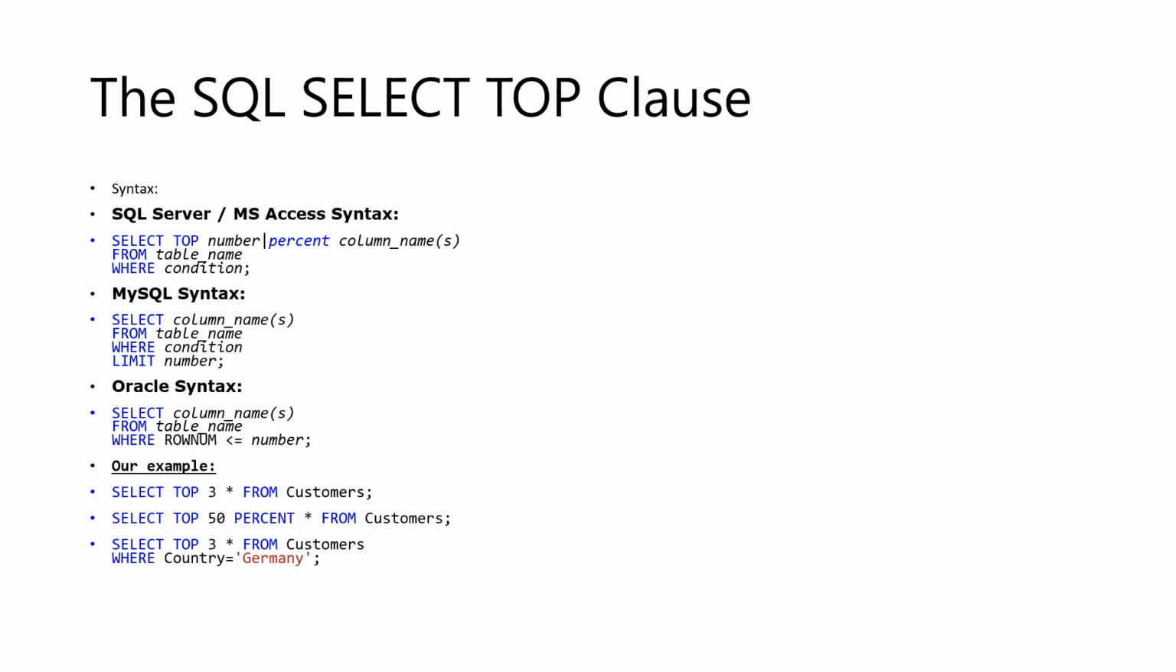The SQL TOP command is useful when you want to limit the number of results in your selection. For example, TOP 10 will only show the topmost 10 records from your query. For example, you can use select top 3 star from customers. It means from customers only the topmost 3 records are returned. You can use TOP with percent as well, and you can use it with a WHERE condition as well.